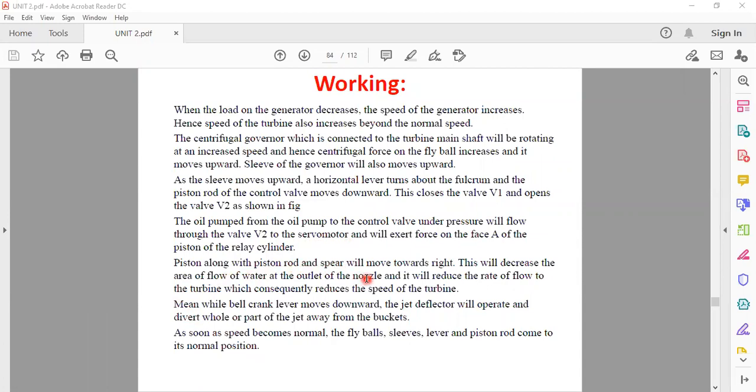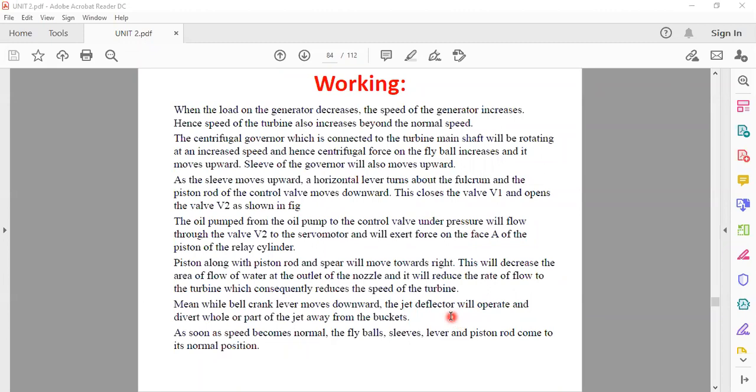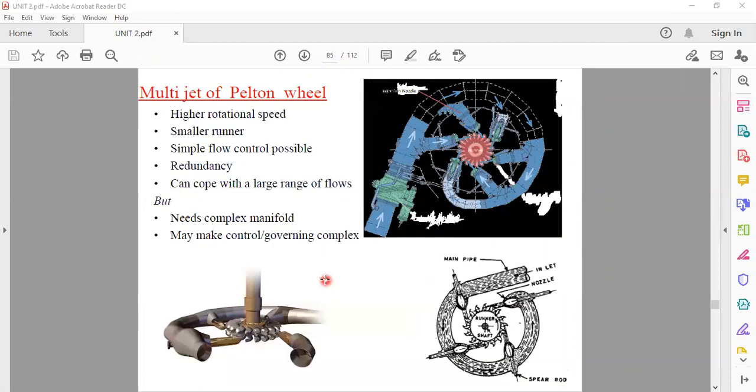This will decrease the area of flow of water, means reduce the flow of water at the outlet of the nozzle, and it will reduce the rate of flow of water to the turbine, which consequently reduces the speed of the turbine. So meanwhile, the bell crank lever moves downward, the jet deflector will operate and divert the whole or a part of the jet away from the bucket. As soon as the speed becomes normal, the fly balls, sleeve, lever and piston rod come to their normal position.